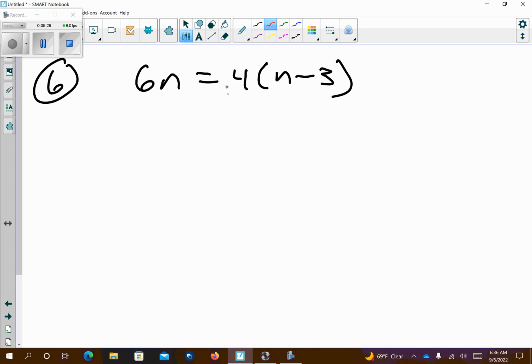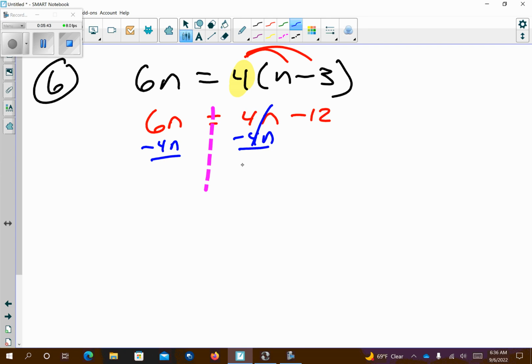Problem number 6, another distributing problem. So I want to make sure I distribute that 4 over the parentheses. So I'm going to get 6n equals 4 times n is 4n. 4 times negative 3 is negative 12. We're ready to start solving it. I'm going to subtract 4n from both sides. Those cancel, so I get 2n is equal to negative 12. Divide each side by 2, so n equals negative 6.